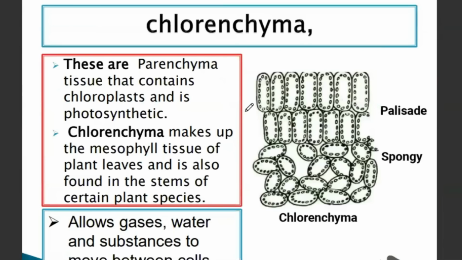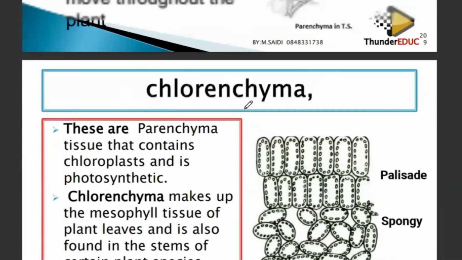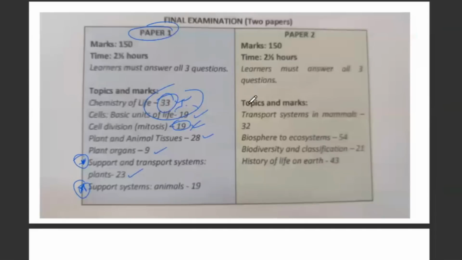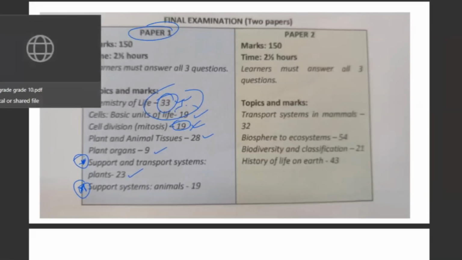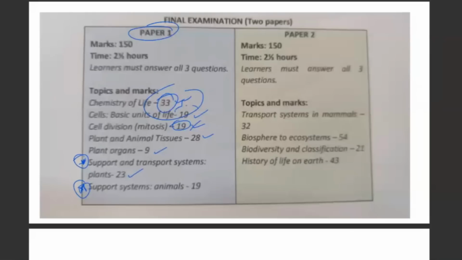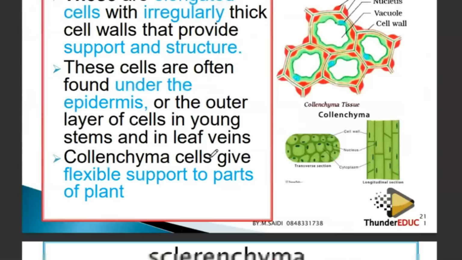This structure, where is my structure? Okay, I think I'll talk about it when I come, but it refers to this. We like to ask about the stomata. Basically, the 28 marks, you can obtain it when it comes to that. Then what about the 9 marks when you talk about the plant organs? The plant organs, they are talking about this.